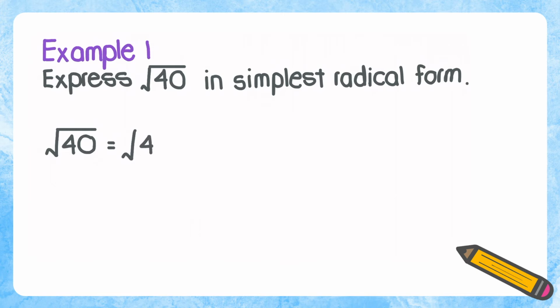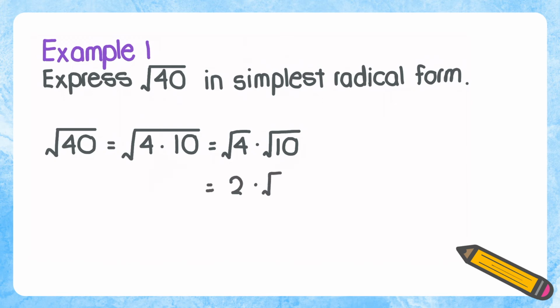So I'm going to write it out as factors. I have the square root of 4 times 10, which is the same thing as the square root of 4 times the square root of 10. 4 is a perfect square, so I can further simplify this to 2 times the square root of 10. I technically don't need that multiplication dot, so I've simplified this. I went from the square root of 40, which is simplified into 2 times the square root of 10.